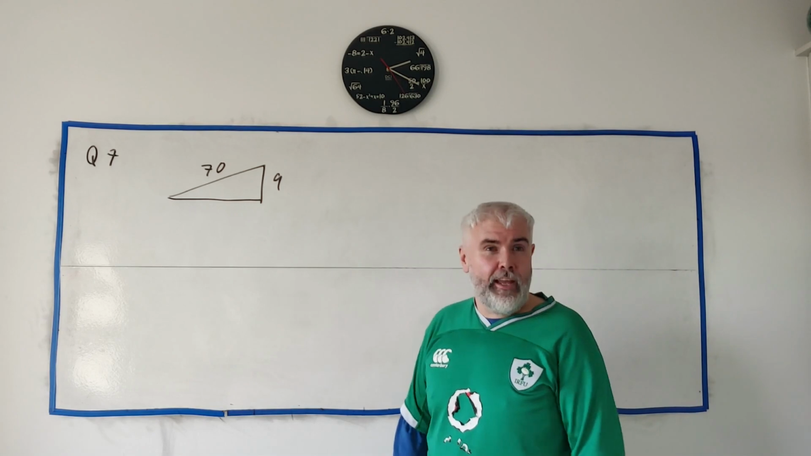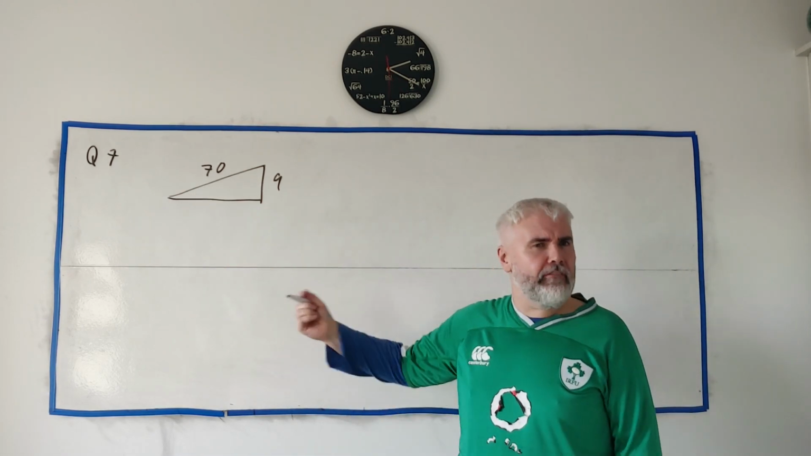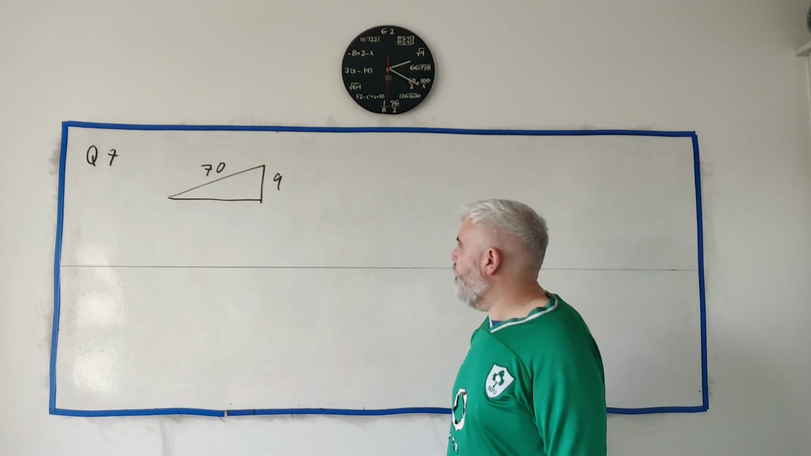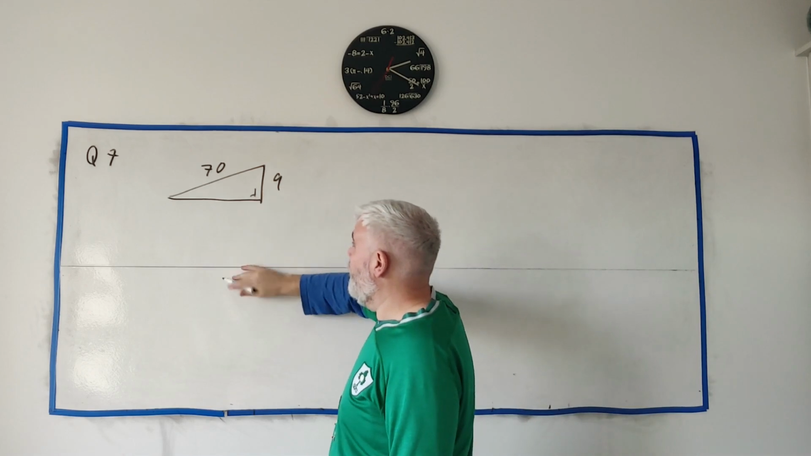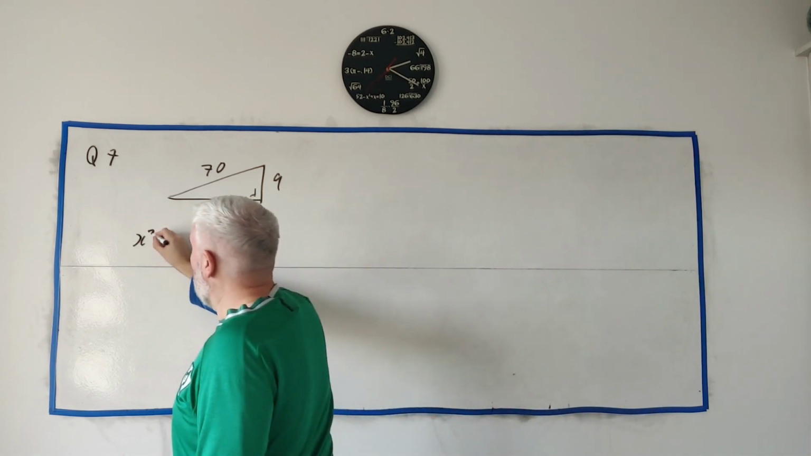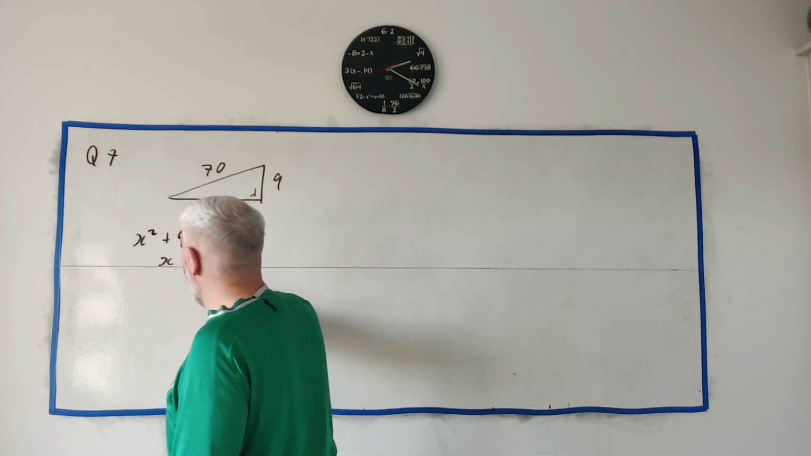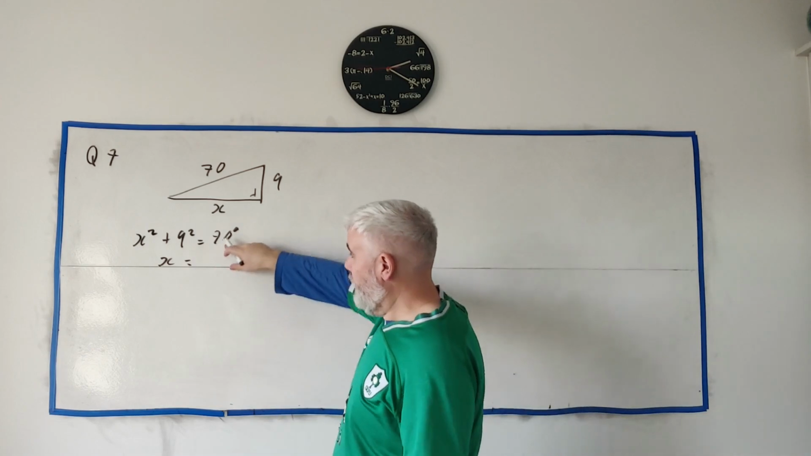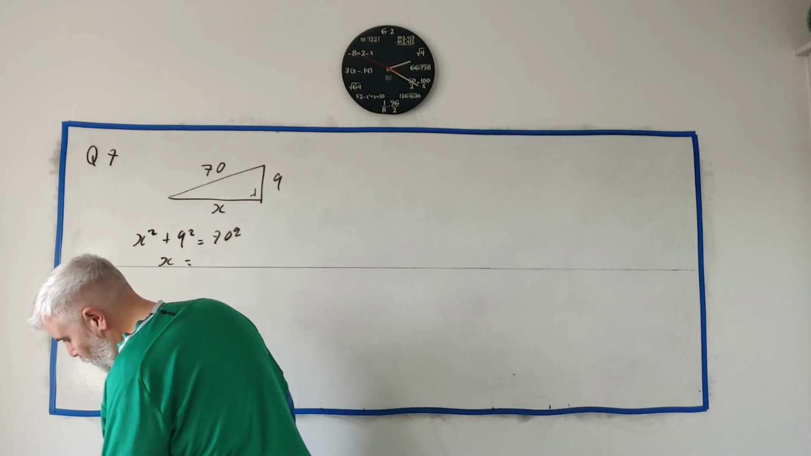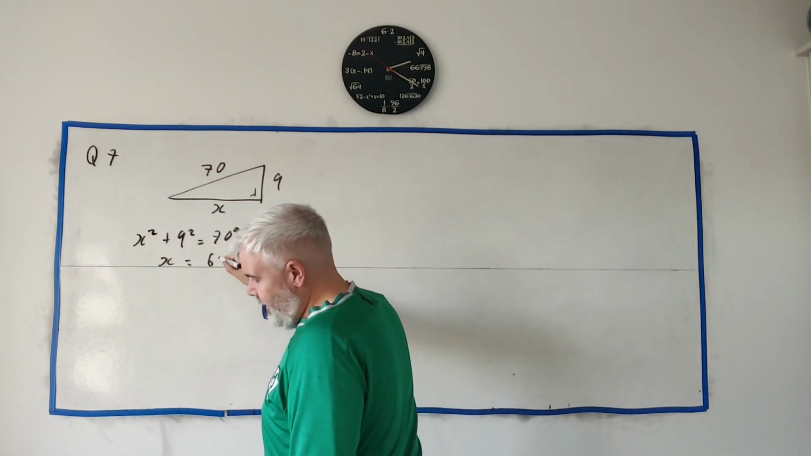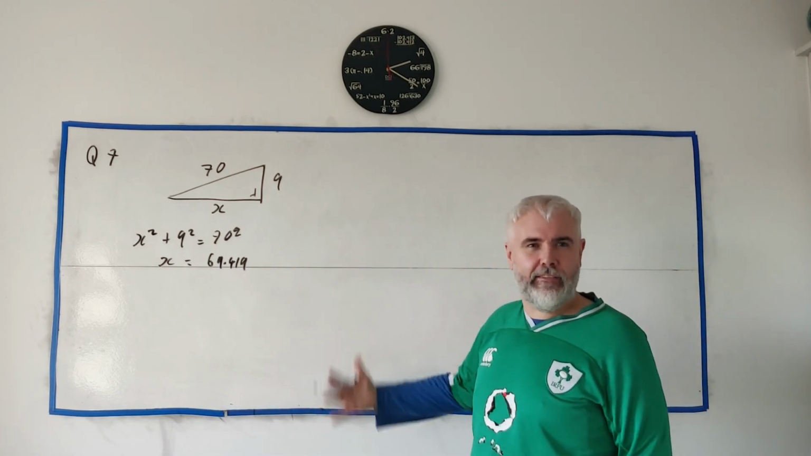A few ways to do this. You could actually get the angle here. The angle's related to the gradient. The tangent of the angle is the gradient. But the more common way would be, let's just find this length here. It's Pythagoras theorem. Let's call it x here. x squared plus 9 squared is equal to 70 squared. Solve that out. We get x squared is equal to 70 squared minus 9 squared, square root of that, and we find x is 69.419. Okay, make sure you have enough decimal places for your final answer.